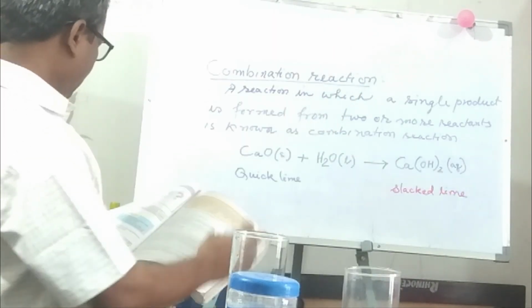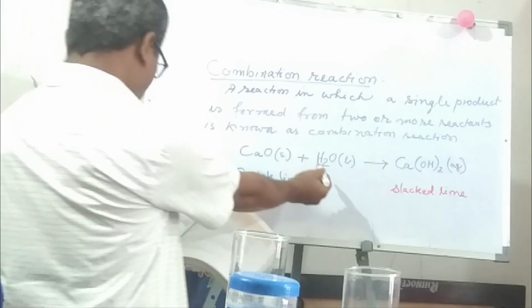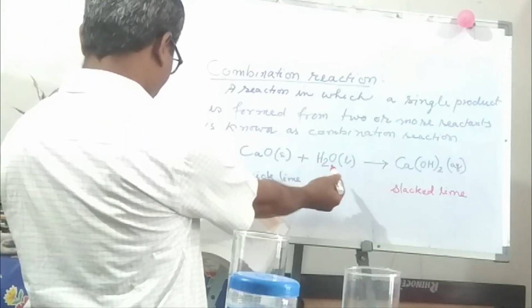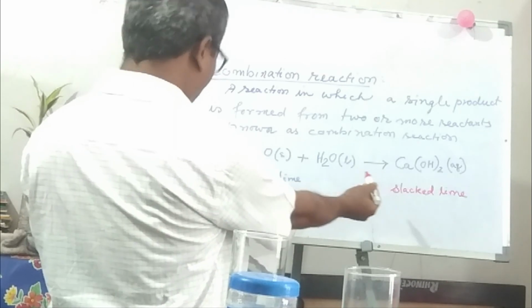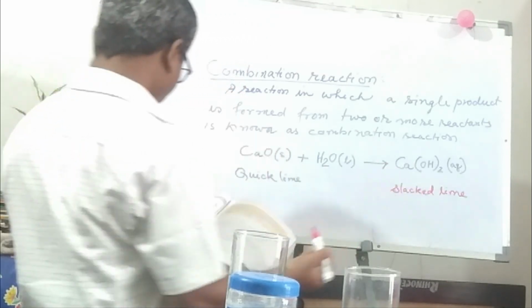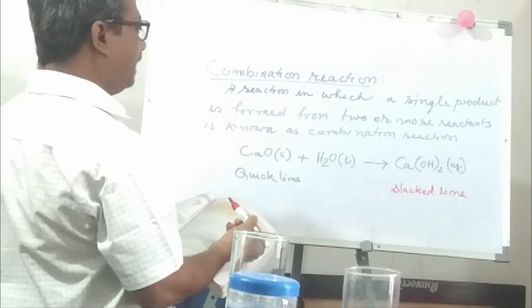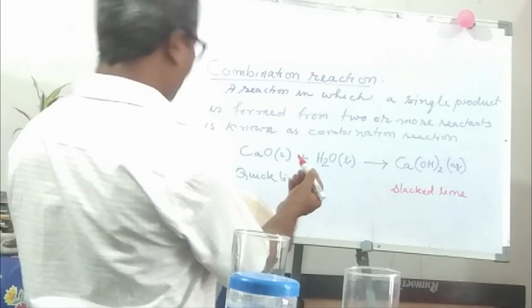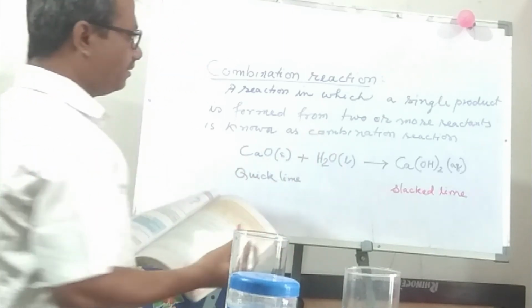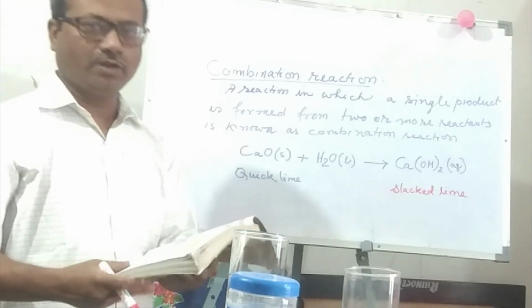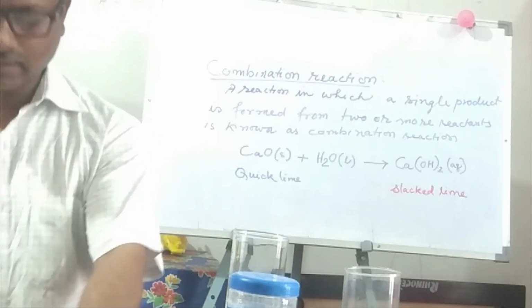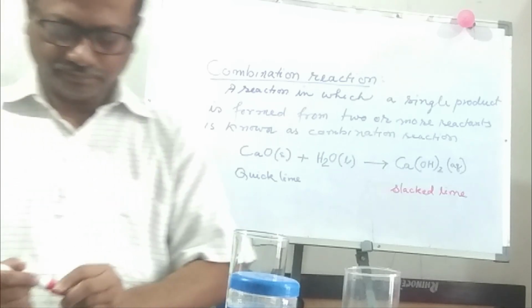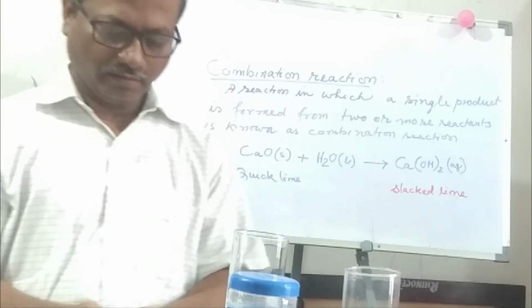Now, calcium oxide reacts with water vigorously to produce slaked lime, calcium hydroxide, releasing a large amount of heat. Heat is produced in this reaction. I will show practically.